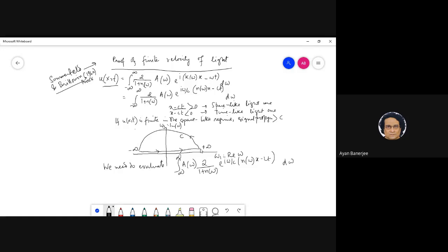We are considering the upper half of the complex plane, and we are saying that suppose you have a space-like light cone, and there is an exponential greater than zero. Let us see what happens. Okay, that is what we are considering.